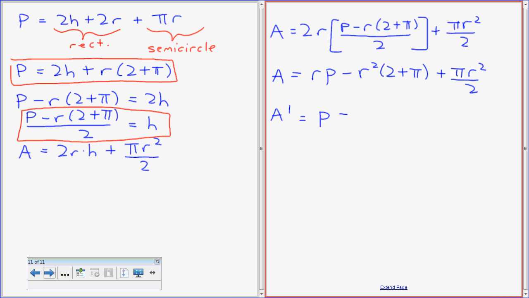The derivative of r squared is what? 2r. The derivative of r squared is 2r, we already said. So this is going to be plus pi r. I'm going to FOIL everything out and hopefully simplify it, and it'll get nice, hopefully. Okay.